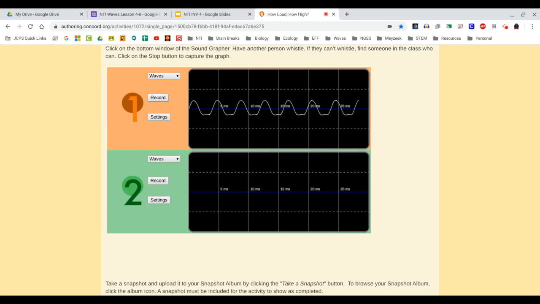So what I'm going to do now is ask you to predict what would happen to this sound wave if I made a higher pitched sound. I'm going to do that in the second graph here. I'm going to make a higher pitch. What do you think would happen to the graph? Okay, so here we go.